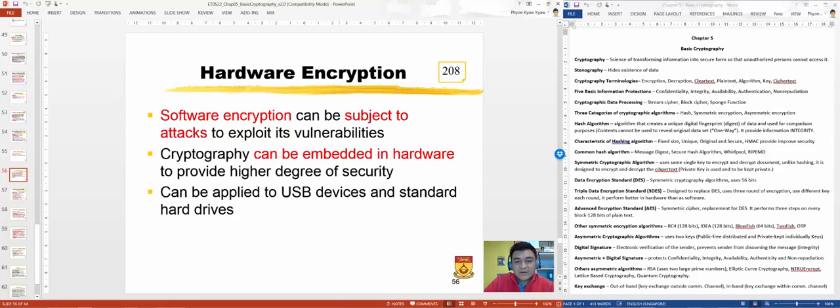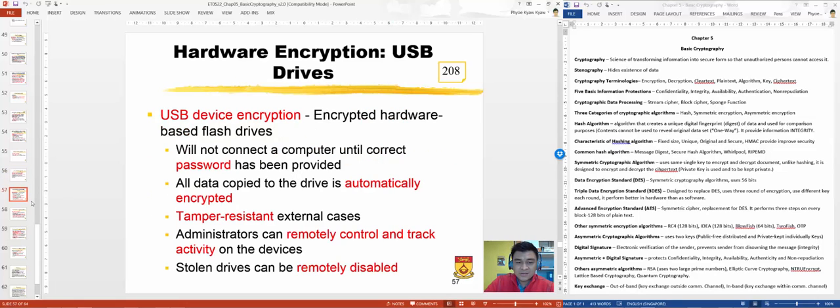So software encryption can be subject to attacks that exploit its vulnerabilities. Cryptography can be embedded in hardware as well, if you think the software is not safe. It can be applied to USB devices and standard hard drives. Nowadays, you know that our USB drives come with some encrypted hardware. That means when you want to copy or write data, it will ask you for a username and password. If it matches, then you are allowed to write or read data. If it doesn't match, it will stop you from copying or writing data.